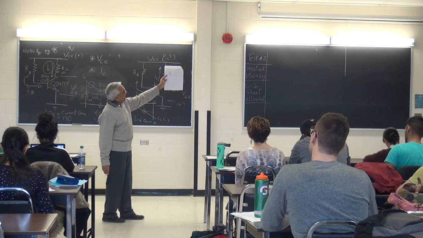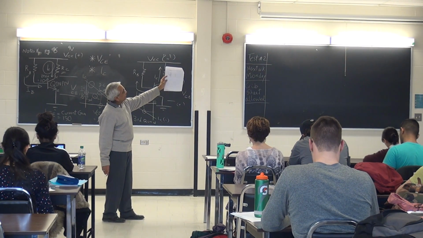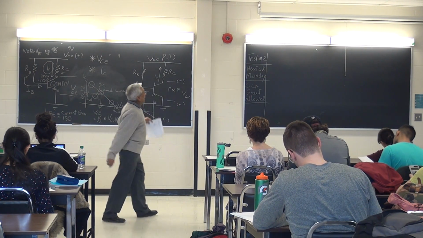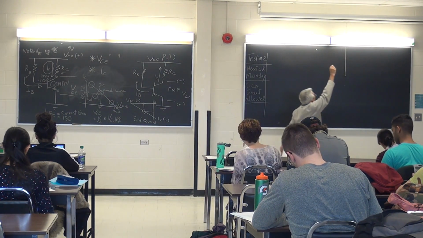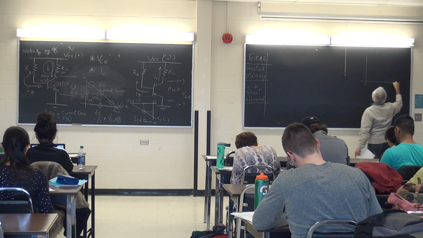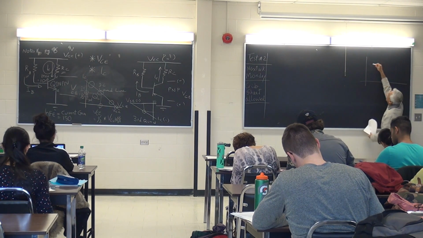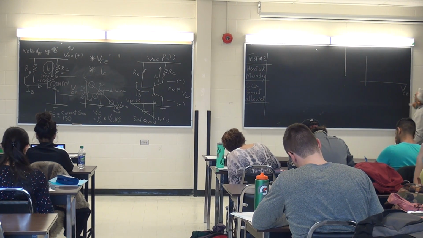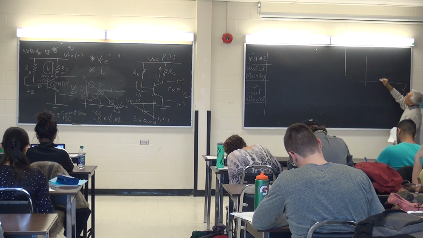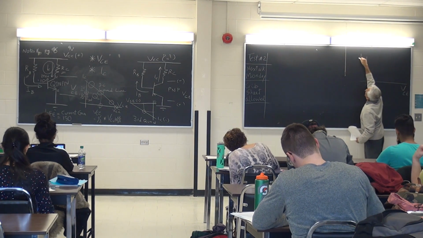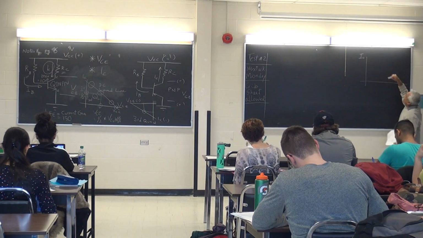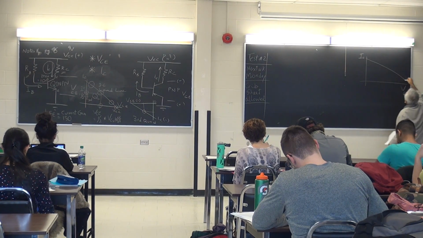So first calculation, let's first draw the graph. On the right-hand side, label the x-axis VCE, the voltage from the collector to the emitter, y-axis IC, the current in the transistor in the collector.